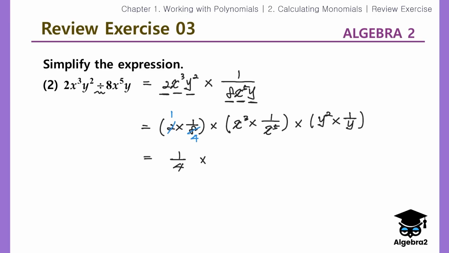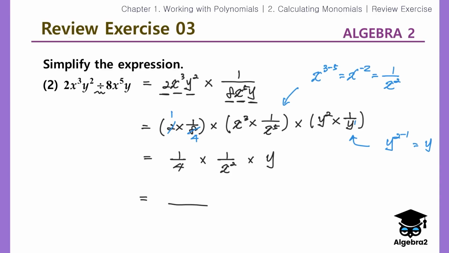times x cubed over x to the 5. That is equal to x to the 3 minus 5, x to the negative 2. So 1 over x squared, right? So that's 1 over x squared times this one right here, which is y squared over y, so 2 minus 1. That's just y. So times y is equal to, so numerator we have only y, denominator 4 times x squared.